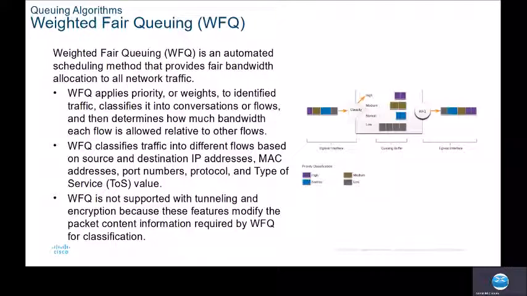All right, so there's weighted fair queue. That's an automated scheduling method that provides fair bandwidth allocation to all network traffic. It applies priority or weights to identified traffic, classifies it into conversations or flows, and then determines how much bandwidth each flow is allowed relative to the other flows. Weighted fair queue classifies traffic into different flows based on source and destination IP address, MAC addresses, port numbers, protocol, and type of service value. It is not supported with tunneling and encryption because these features modify the packet content information required by weighted fair queue to make its classifications.